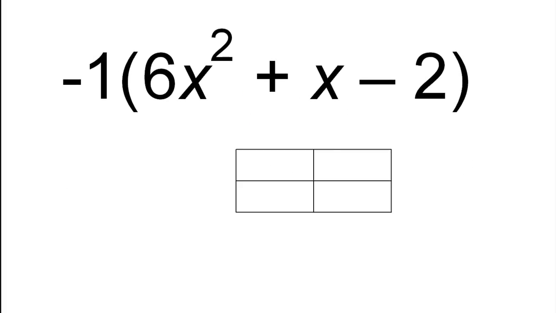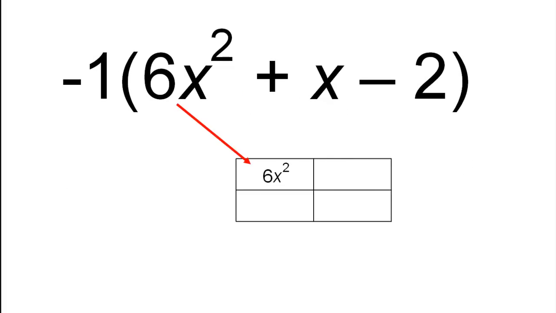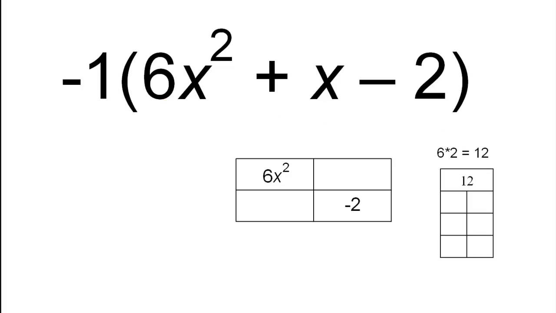Next, we need to draw our box. And we put the 6x squared in the first box, we put the negative 2 in the last box, and then we take our 6 and 2 and we multiply them together to get 12. And then we start hunting for the factors of 12.